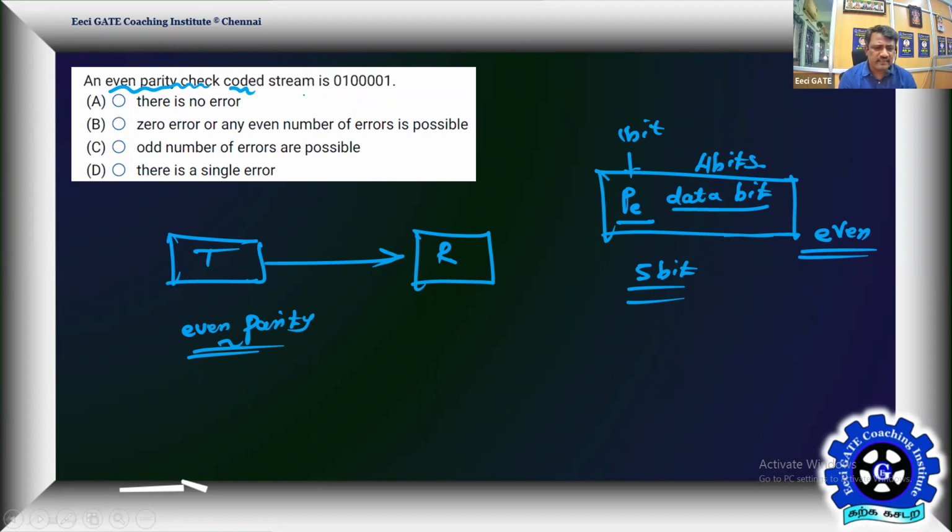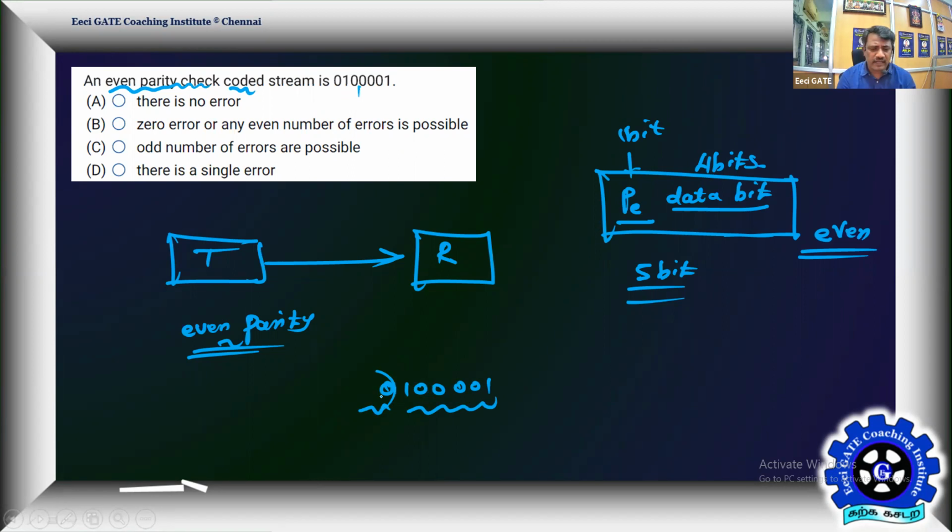So in this case, instead of 5 bits, how many bits is it? It's a 7-bit code. So it's 0 1 0 1 0 0 0 0 0 1. Let me take the 0 as the parity bit, and the rest is my data. My data is even, so the parity generated will be 0. The data is already even.